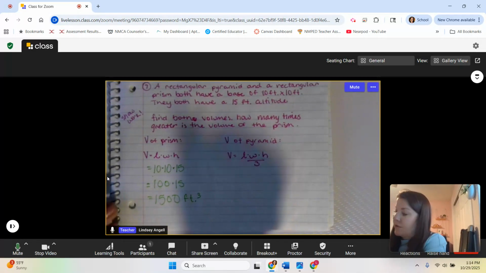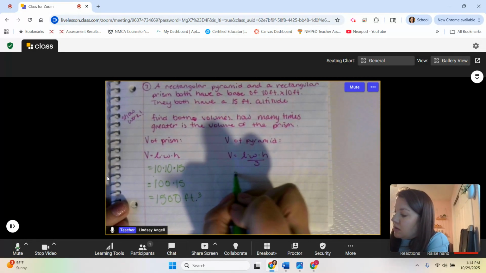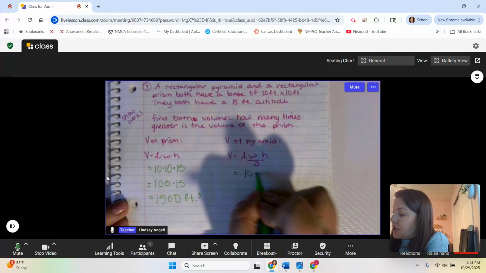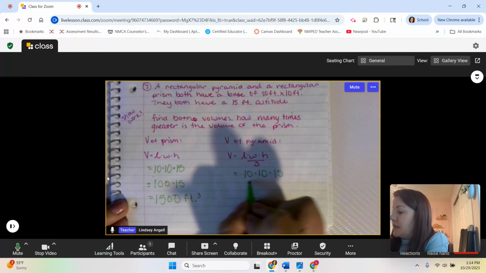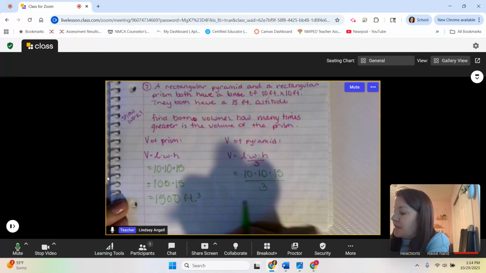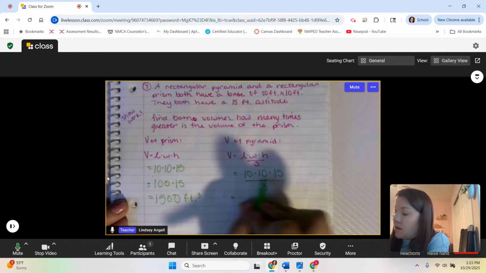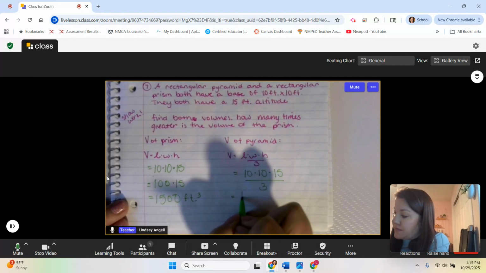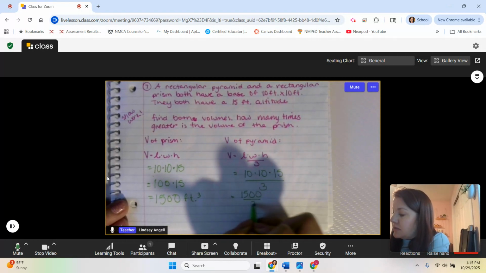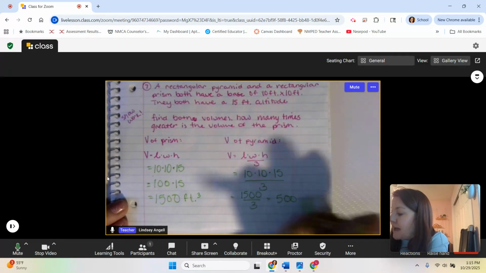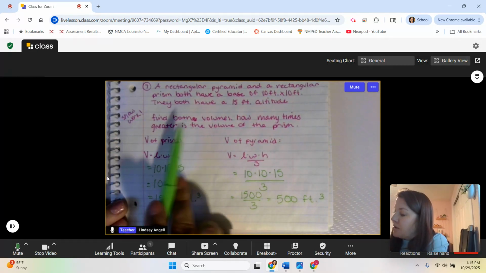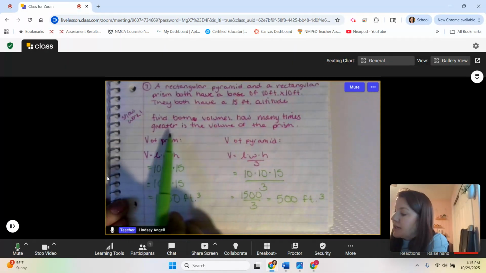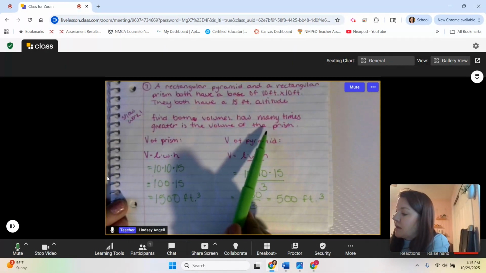And then for the other one, well, the length and the width and the height haven't changed, so that's still 10 times 10, and then times 15, but this time it's divided by 3. So let's see, we already know what this top is equal to. It's 1,500 divided by 3. Well, that gives us 500 feet cubed. So find both volumes, did that. How many times greater is the volume of the prism?